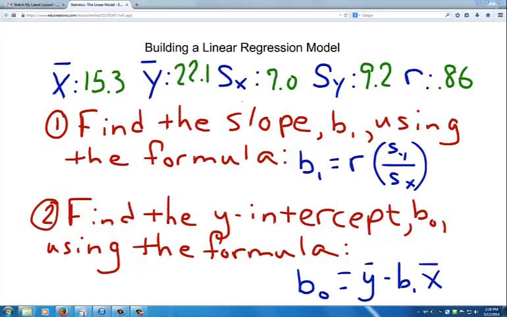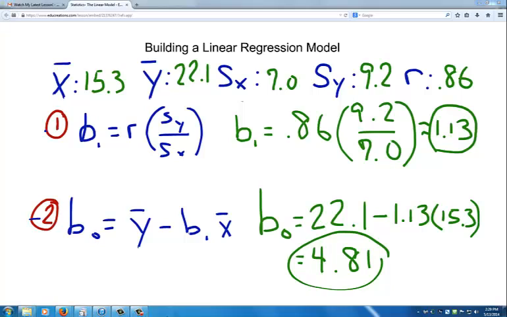First, we need to find the slope, b sub 1, using the formula b sub 1 equals r times the standard deviation for y divided by the standard deviation for x. Our next step is to find the y-intercept, b sub 0, using the formula b sub 0 equals the mean for y minus b sub 1 times the mean for x. Using the formulas for slope and y-intercept, let's calculate the slope for the information given to us.